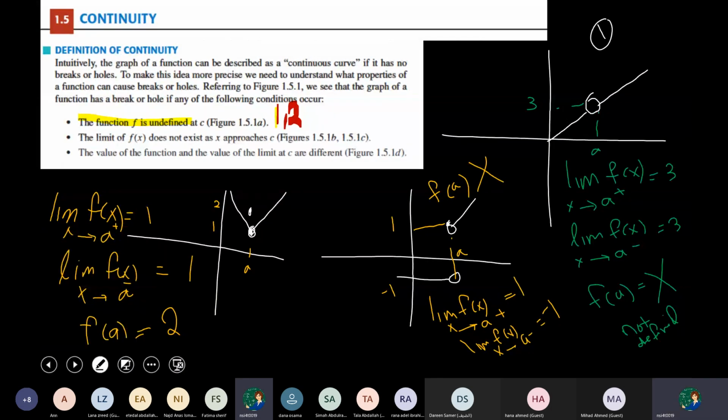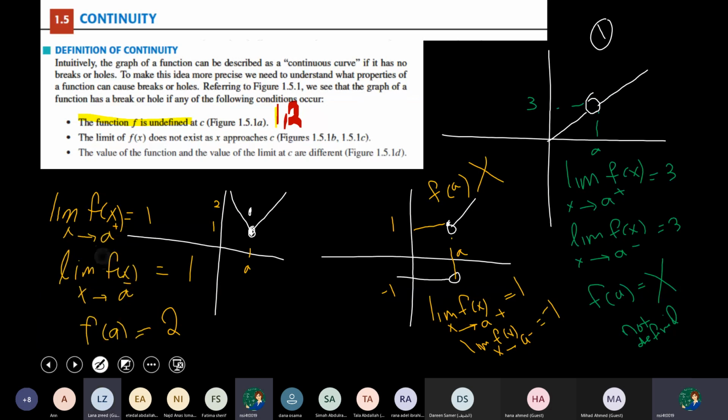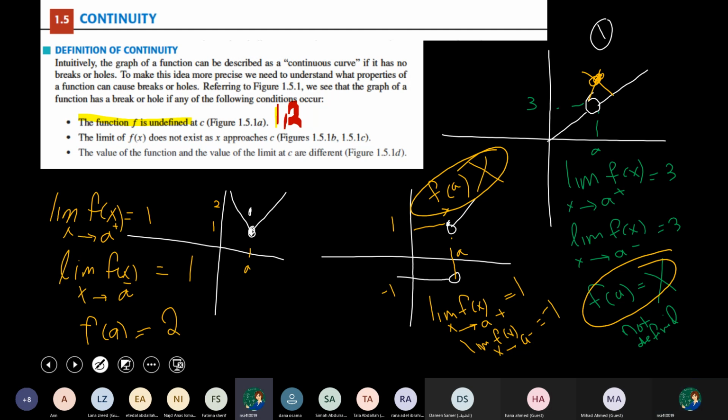Look at it here. Did we have a closed point? No, we don't. Here there's no, and here also there's no. So the function is undefined. So if the function is undefined, like here, there's no f of a. So here I can say that this function is not continuous.